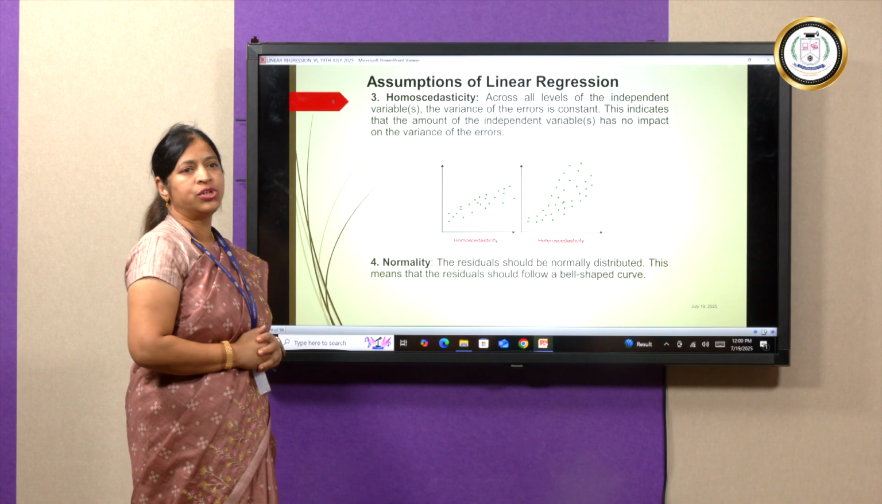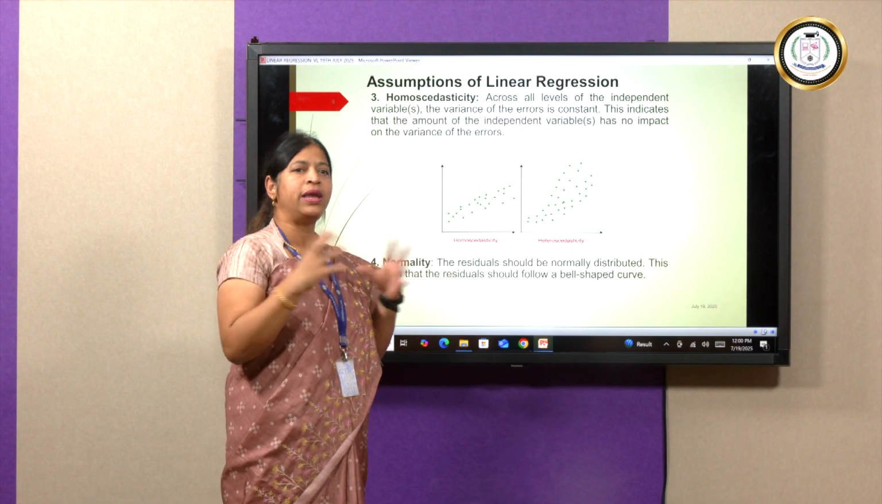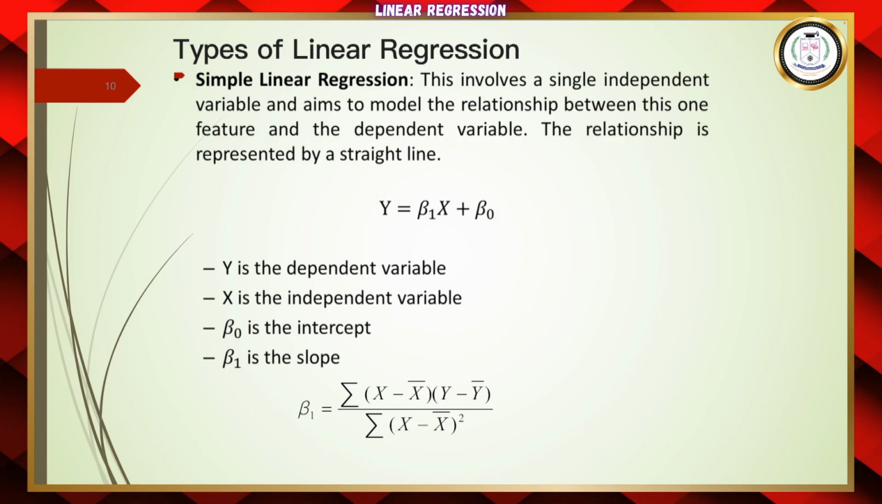The other assumption is that it should be normally distributed. Your data set should be normally distributed so that it follows the bell curve. Having these assumptions in mind, we have to go ahead.